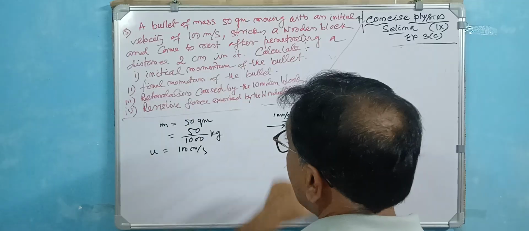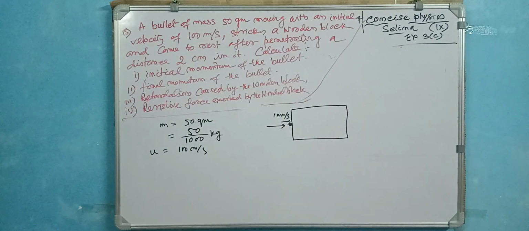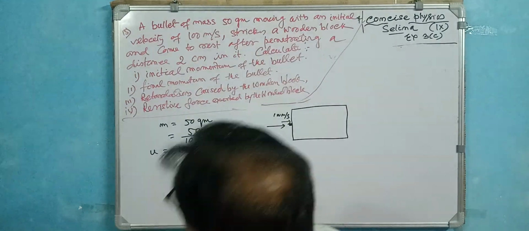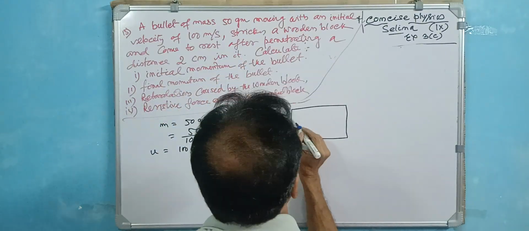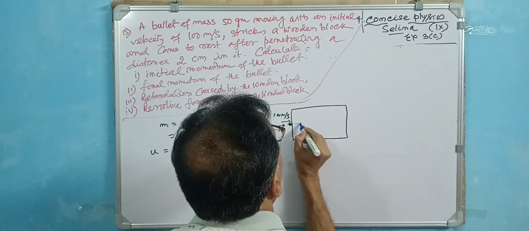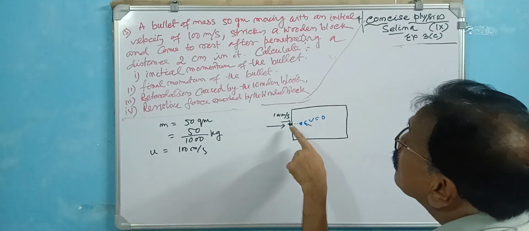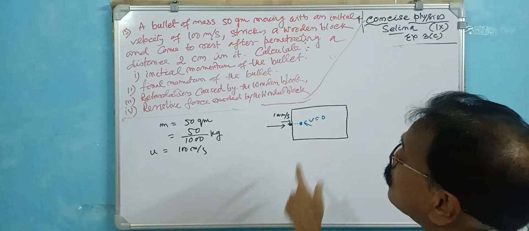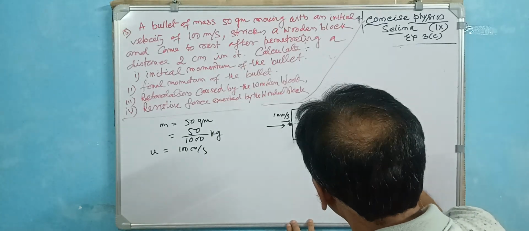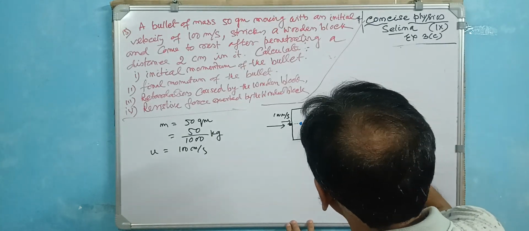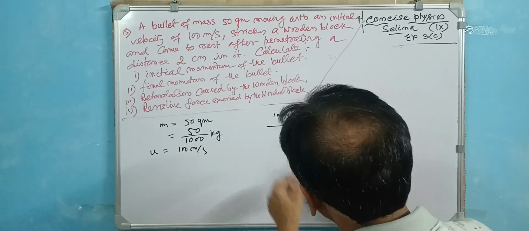It strikes the wooden block and comes to rest after penetrating. Suppose this is the penetration here, and the bullet comes to rest here. That means v is 0. The bullet is penetrating the block, this is the block, the wooden block.